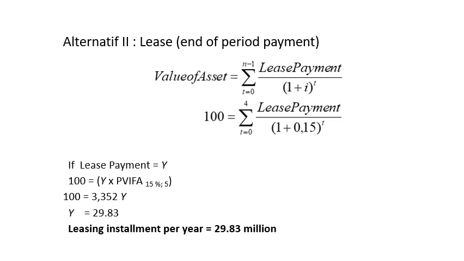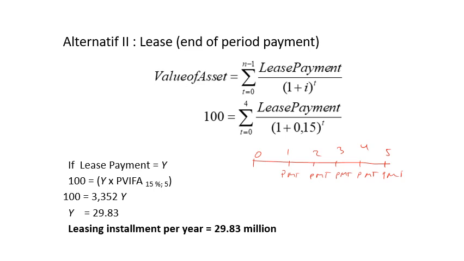All right, now we are going to do lease payment for end of period payment. I will write down the time period again, starting from 0, 1, 2, 3, 4, and 5 here. So all of these are end of period payments.